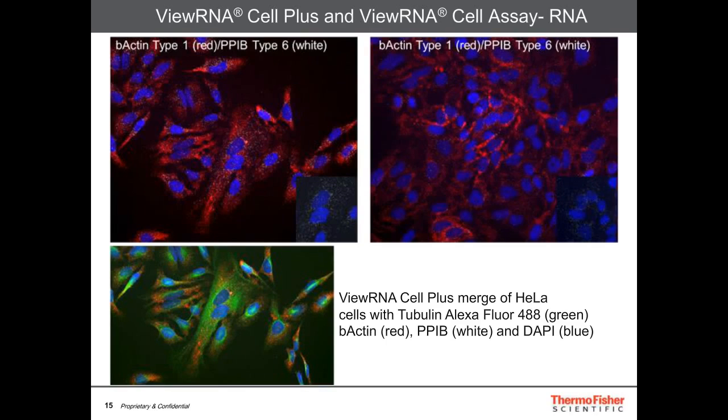assay. And then if we were to go ahead and look at the actual image of the View Cell assay merged with the protein, in this case we looked at expression of alpha-tubulin using an antibody directly conjugated to Alexa 488. And that's shown in the image on the bottom left, showing expression of tubulin in green and beta-actin in red and PPIB in white, along with DAPI counterstained nuclei.